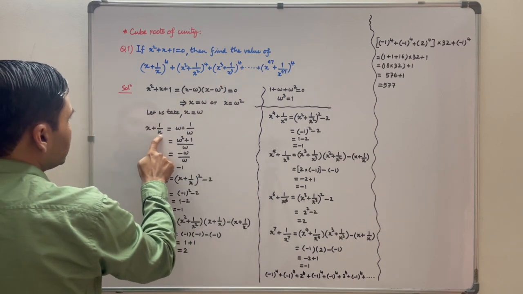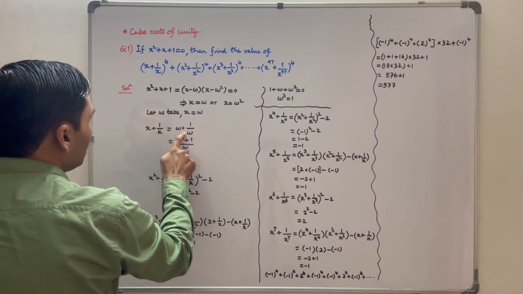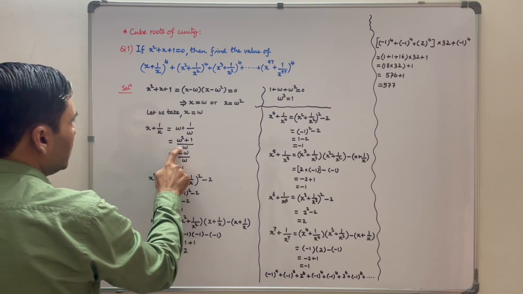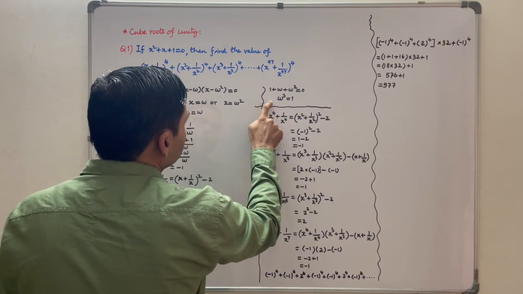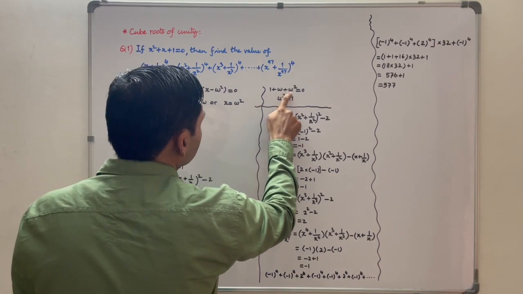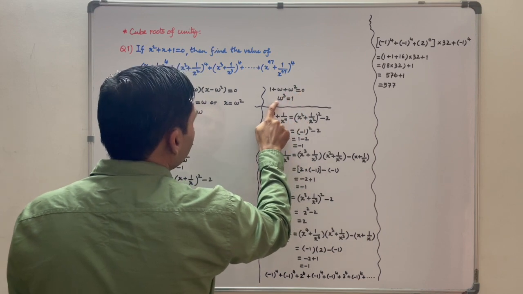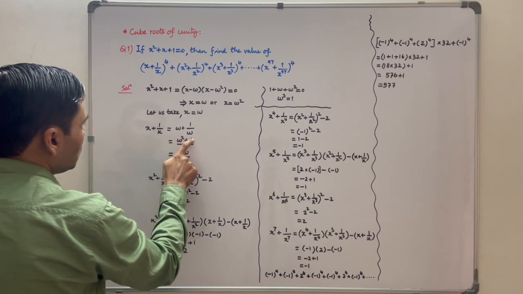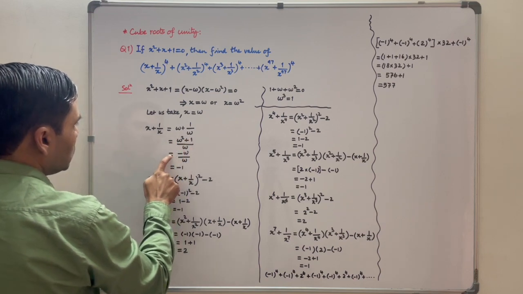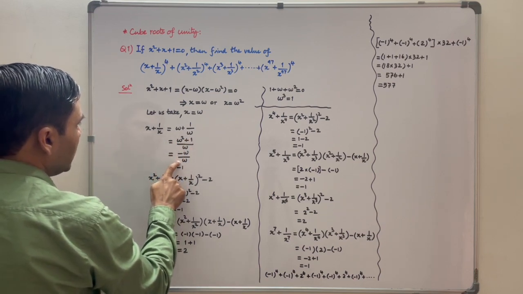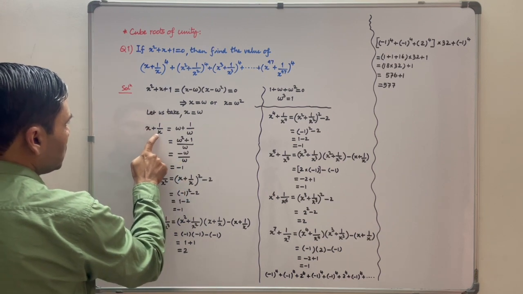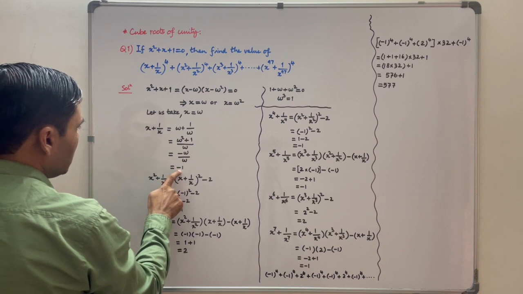x plus 1 by x is equal to omega plus 1 by omega, and that is equal to omega square plus 1 upon omega. We will use these two identities, 1 plus omega square is equal to 0 and omega cube is equal to 1. So omega square plus 1 is equal to minus omega. So it is minus omega upon omega, and that is equal to minus 1. So the value of x plus 1 by x is equal to minus 1.